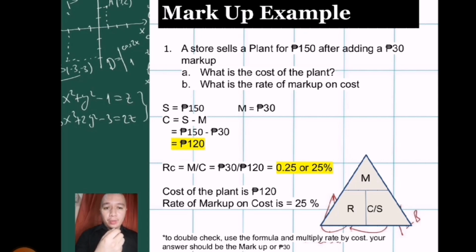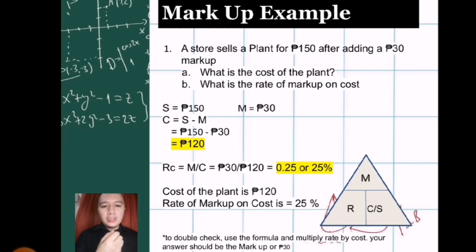What is the cost of the plant? And then letter B, what is the rate of the markup on cost? So first, we have to determine the cost of the plant. In order for us to do that, we have to get the two givens, which is 150, the selling price, and 30 pesos, which is the markup.